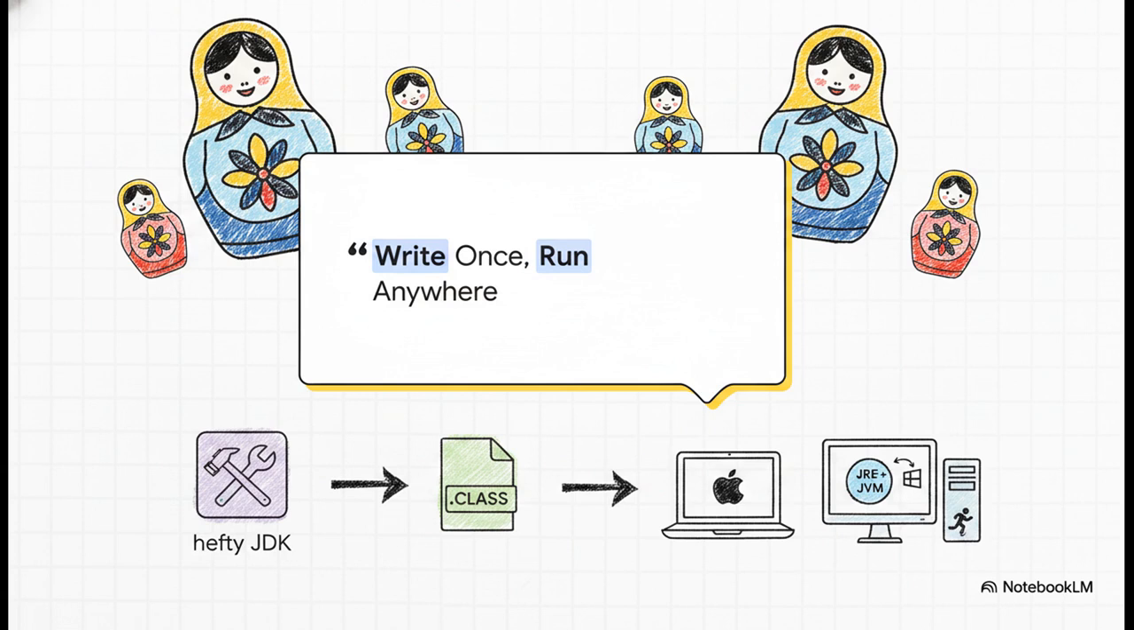And guess what? Your friend doesn't need the massive JDK. They don't need the development tools. As long as their computer has the lightweight JRE installed, which, remember, contains the JVM, they can seamlessly run your code. It doesn't matter if you wrote it on a Mac and they're running it on a Windows PC. The local JRE and JVM handle the rest.